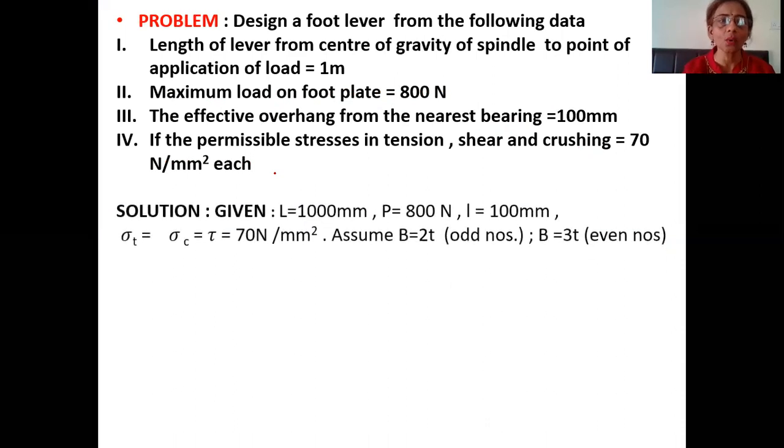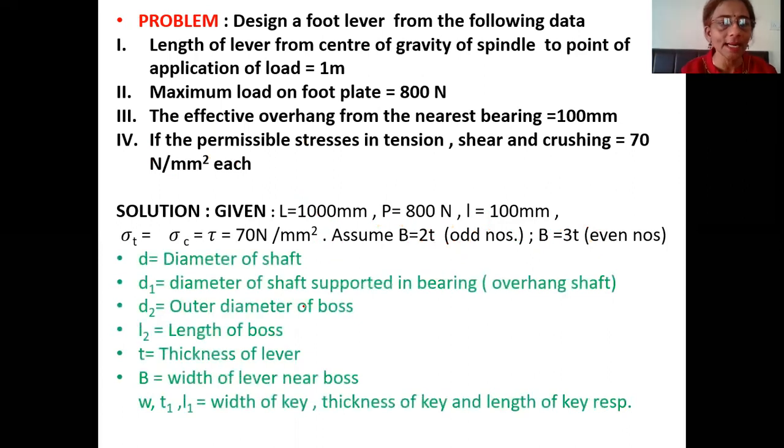So we will see the given data now. L is 1 meter, so 1000 mm. P is 800 Newton. Overhang length is 100 mm. Permissible tensile, compressive and shear stresses are 70 Newton per mm square. And we are not given the relationship between width and thickness of the lever. So I suggest odd roll numbers should take B equal to 2 times thickness and even roll numbers should take B equal to 3 times thickness.